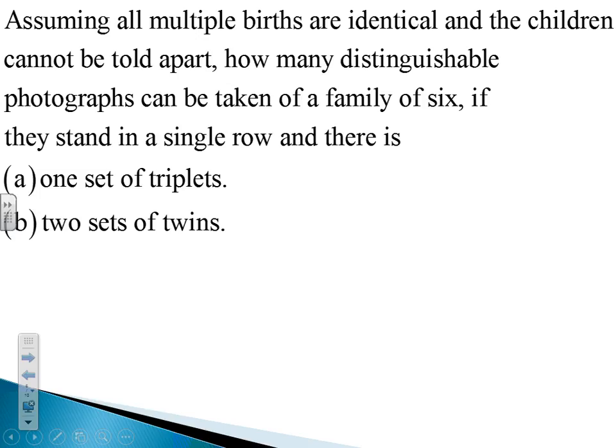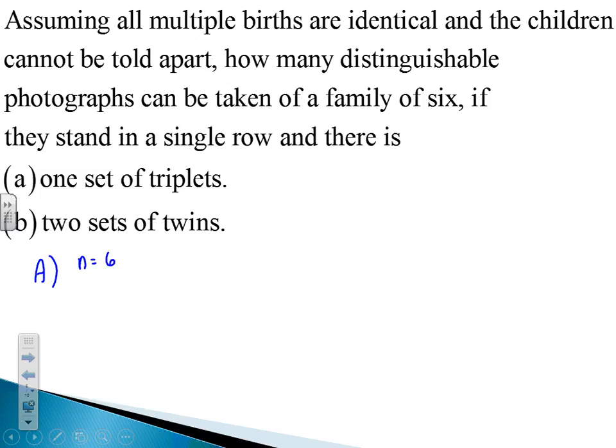Assuming that people are having babies that are identical and can't be told apart, how many distinguishable photographs can be taken of the 6 family members if they stand in a row in one set of family? Maybe there's a set of triplets. In another family, we have 2 sets of twins. Looking at our information for the first set, we have a total number of people, which in this case is 6.